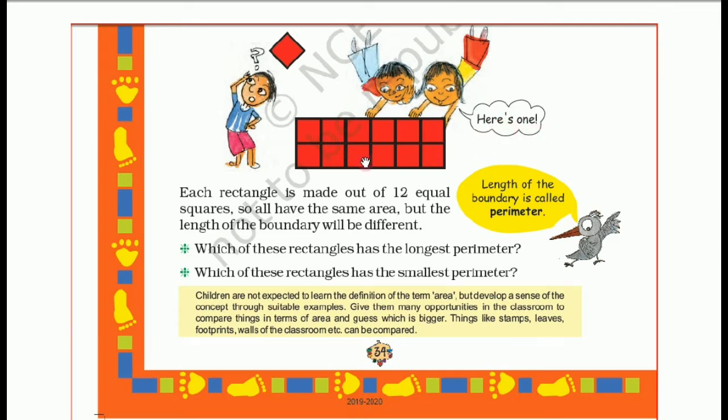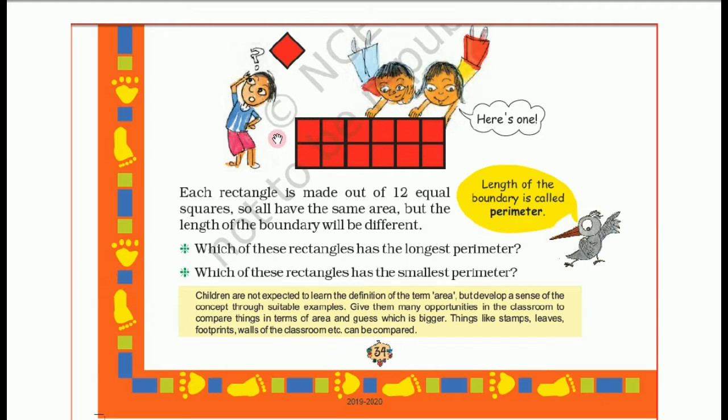Here is one of the rectangles. How many squares are there? 12 squares are there. Each rectangle is made out of 12 equal squares. So all have the same area because each is made up of 12 equal squares. So all these rectangles have the same area, but the length of the boundary will be different.